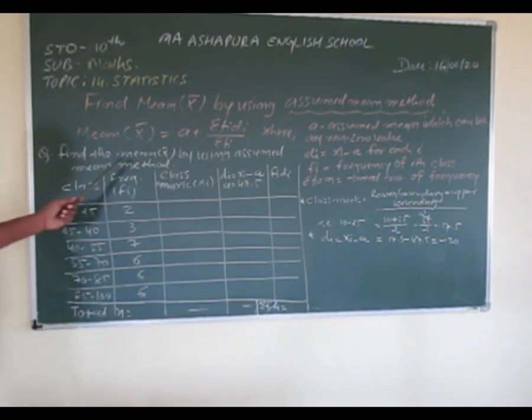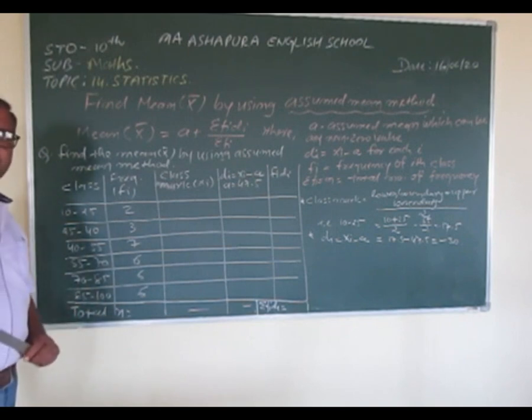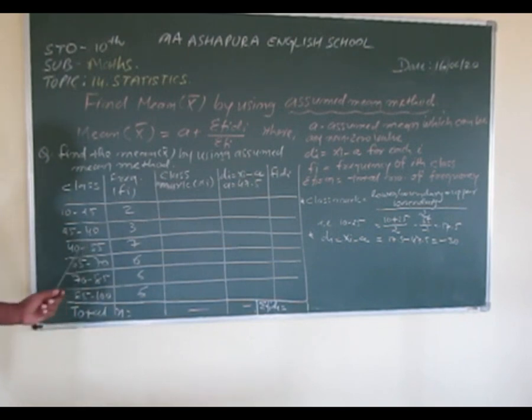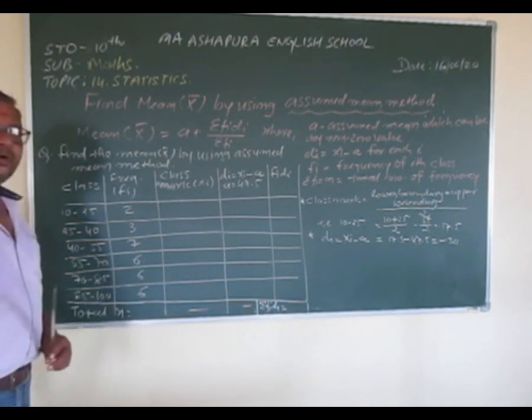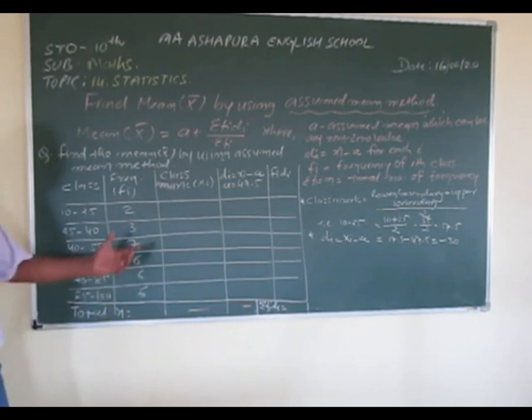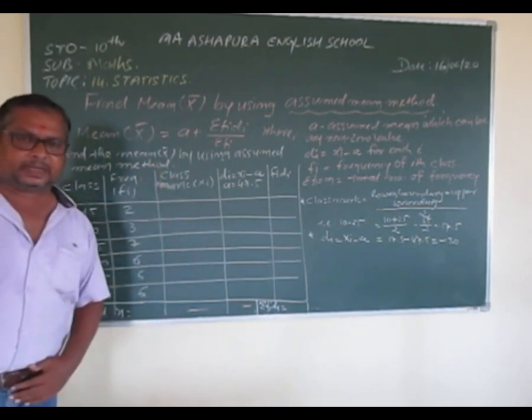Now, the second column shows the frequency of the related classes. For 10 to 25 the frequency is 2, 25 to 40 the frequency is 3, 40 to 55 it is 7, 55 to 70 it is 6, 70 to 85 it is 6, and 85 to 100 is 6 also. Now first of all we proceed to find the class mark xi.